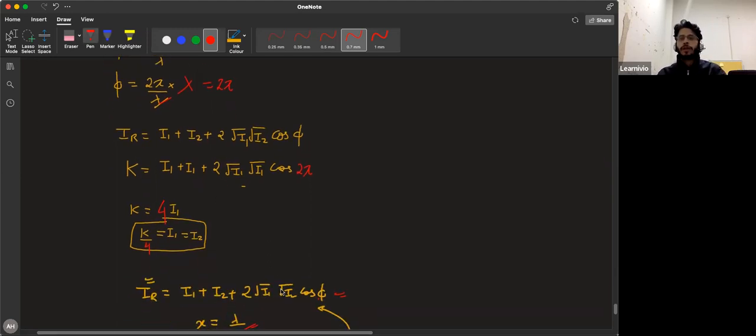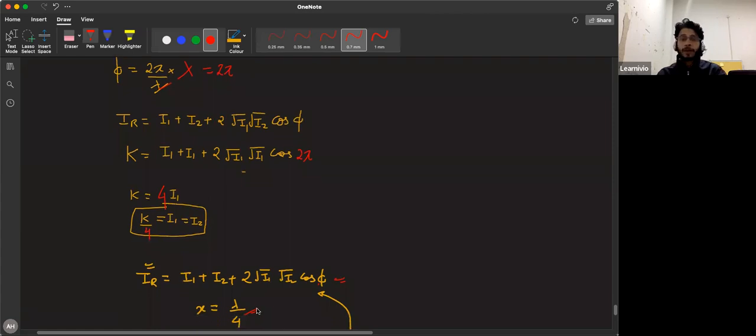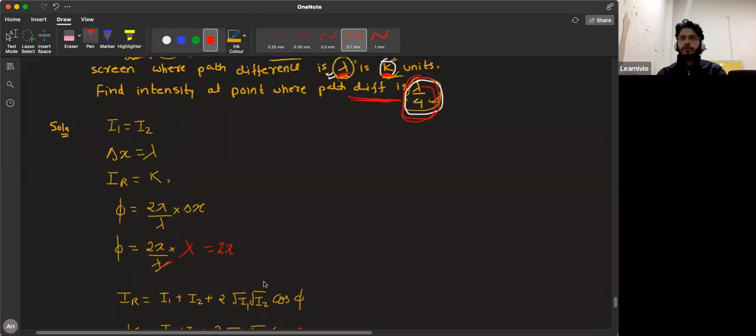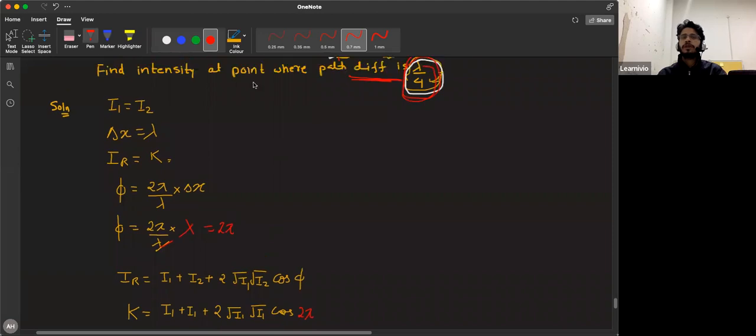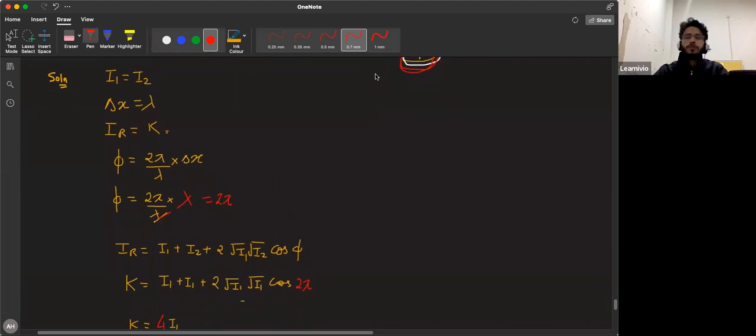Now, you will calculate the resultant intensity, but path difference is not lambda. Path difference is lambda by 4 now. You know I1 and I2, it's K by 4. Then you can calculate the value of phi. Note it down. Repeat the calculation and tell me what will be the intensity if path difference is lambda by 4. So I'll solve 50% of the question. Rest you will solve. Do it.